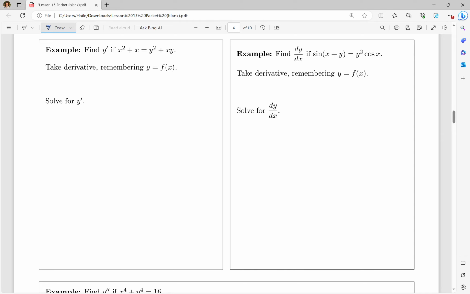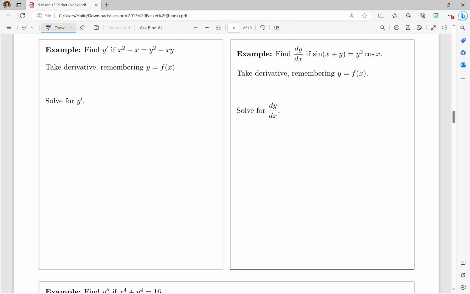Okay, so for our first example, we want to find y prime if x squared plus x is equal to y squared plus xy. The first step of implicit differentiation is to take the derivative of everything in the equation, but we're going to treat y like a function of x. So when we take the derivative of something involving y, we have to remember that y is a function of x, so its derivative is y prime always.